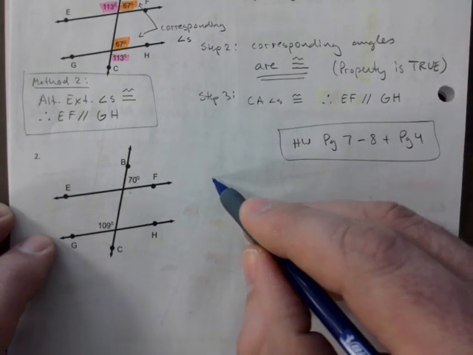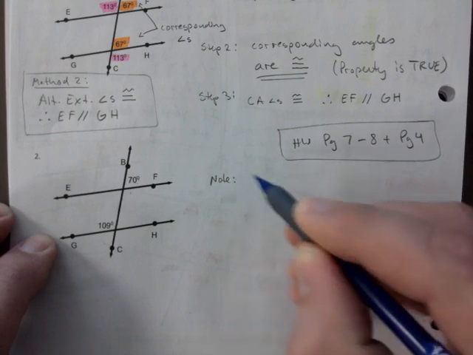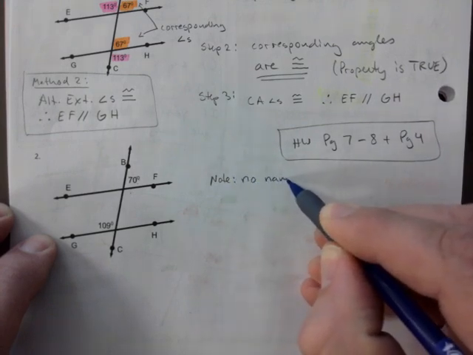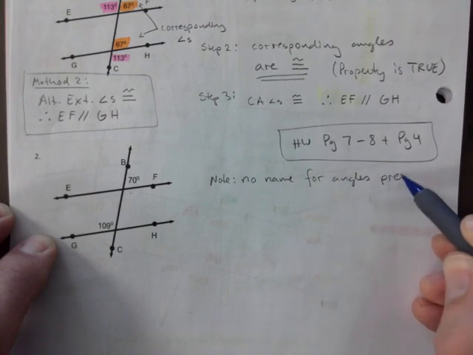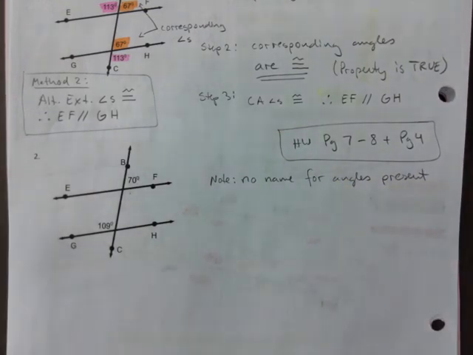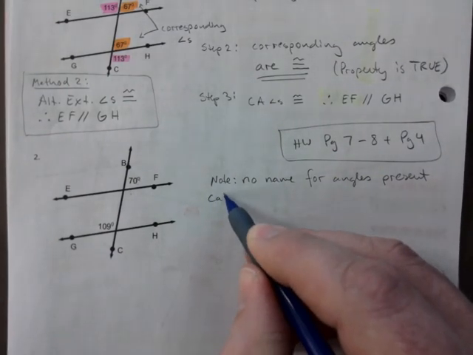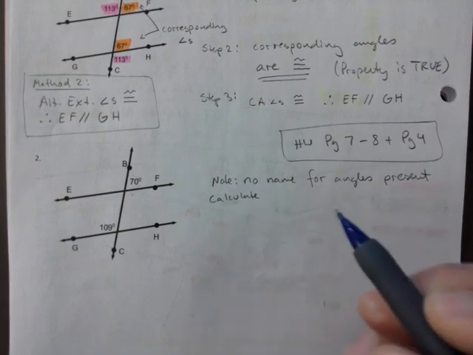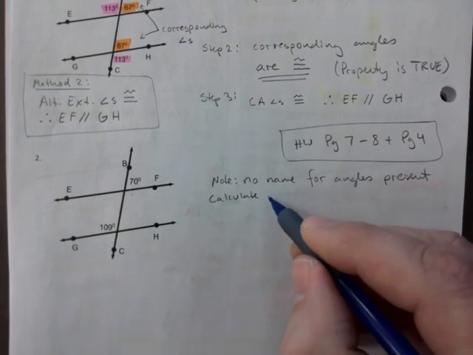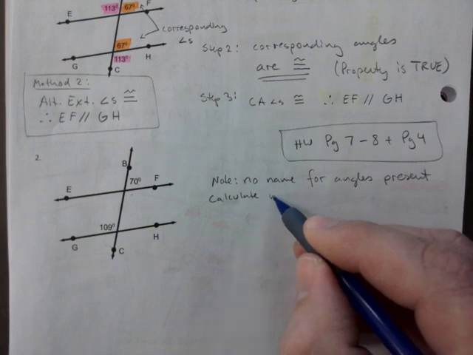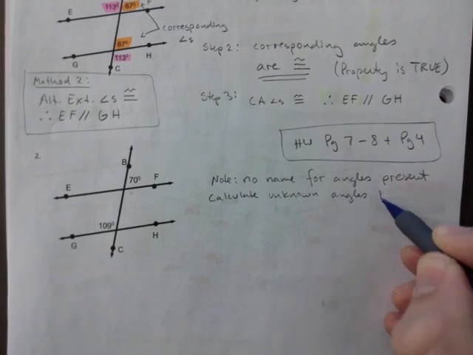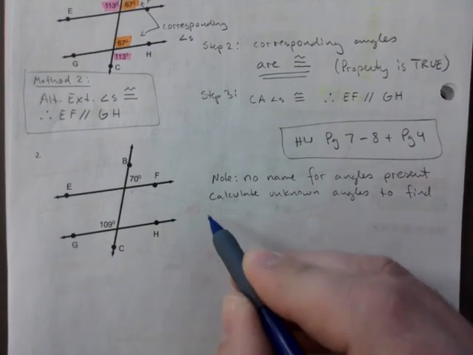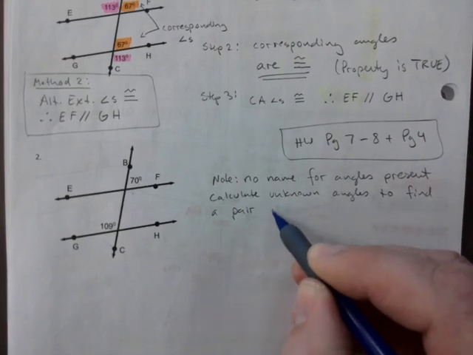So I will make a note: no name for angles present. There are no names, so do some work. Calculate unknown angles to find a pair with a name.